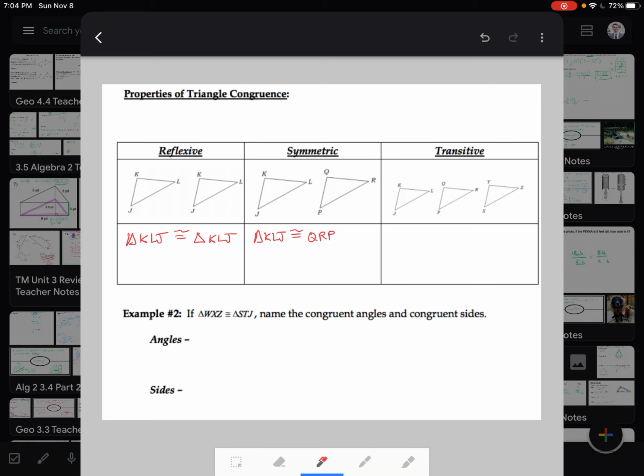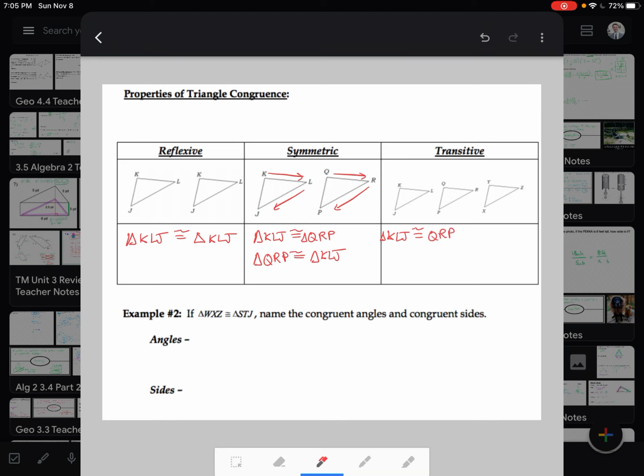Symmetry means that we are allowed to flip. So if we say that KLJ is congruent to QRP, and again, notice, we go from K to L, L to J, we have to do the same thing here, Q to R, R to P. We could also say the symmetric property of this tells us we can say QRP is congruent to KLJ.